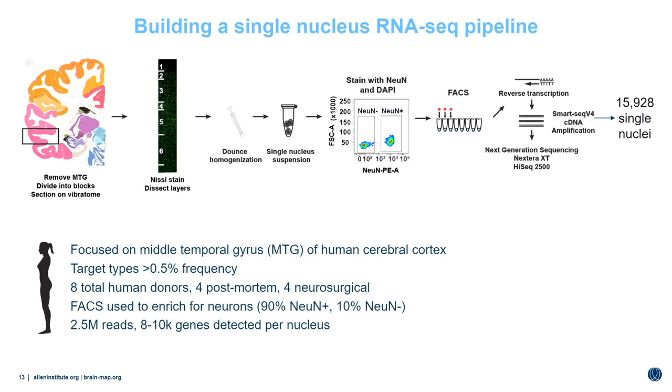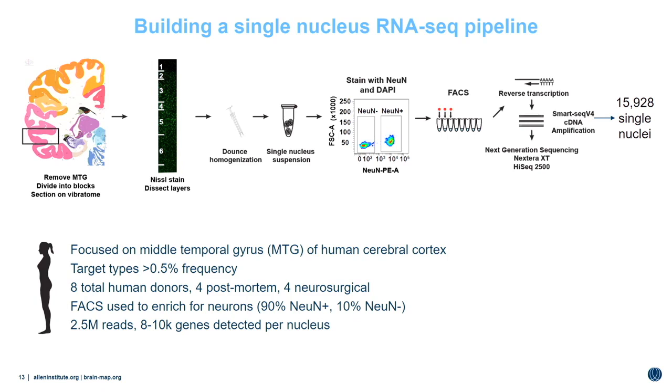In human, we also have plans to extend our analysis into multiple regions of human cortex, and in fact, we have data from 5 different areas of human cortex now, but for the purposes of today, we'll focus just on this middle temporal gyrus data set. And this data set comprises nearly 16,000 single nuclei. And we used a FACS-based strategy to enrich for neurons, so that we sampled 90% NeuN positive neurons and 10% NeuN negative non-neuronal cells.